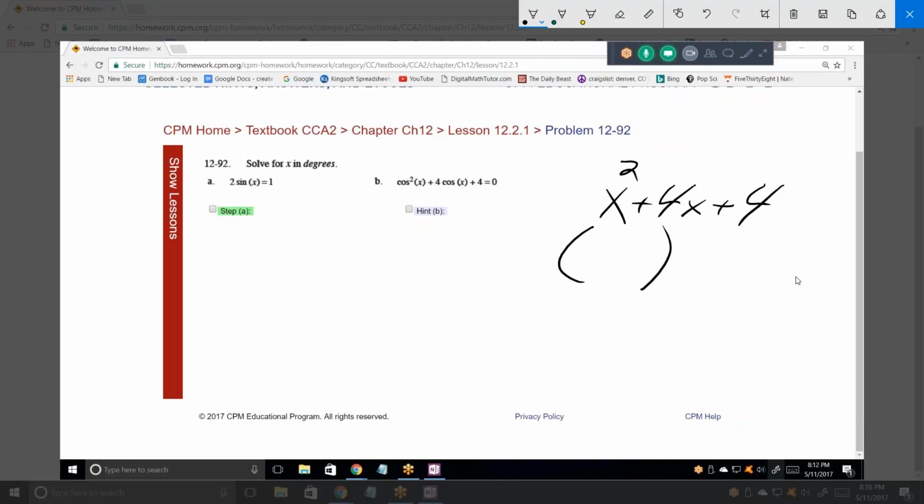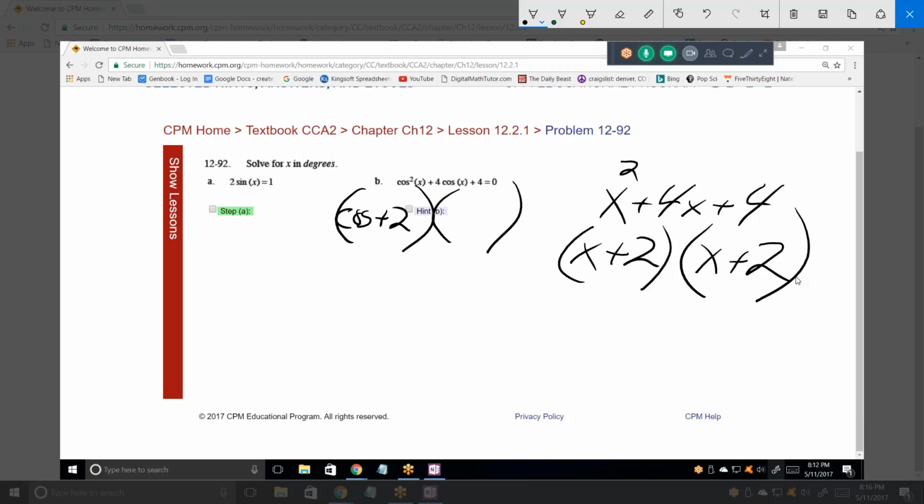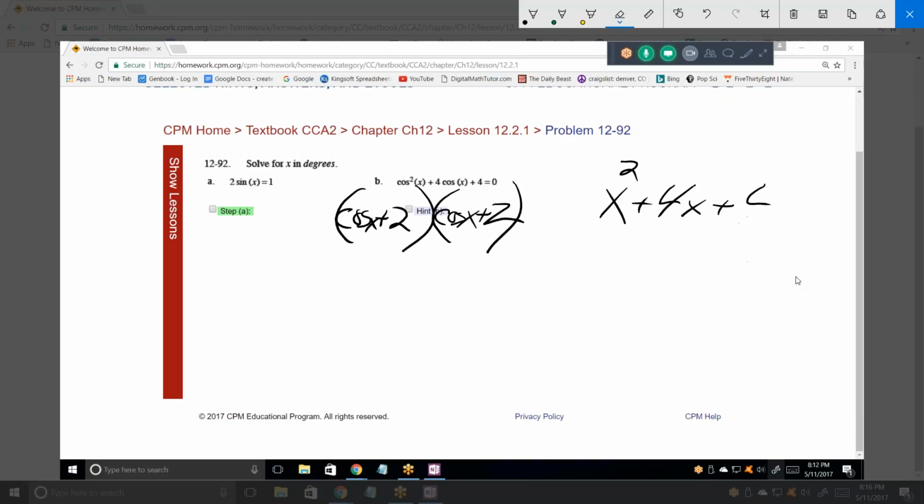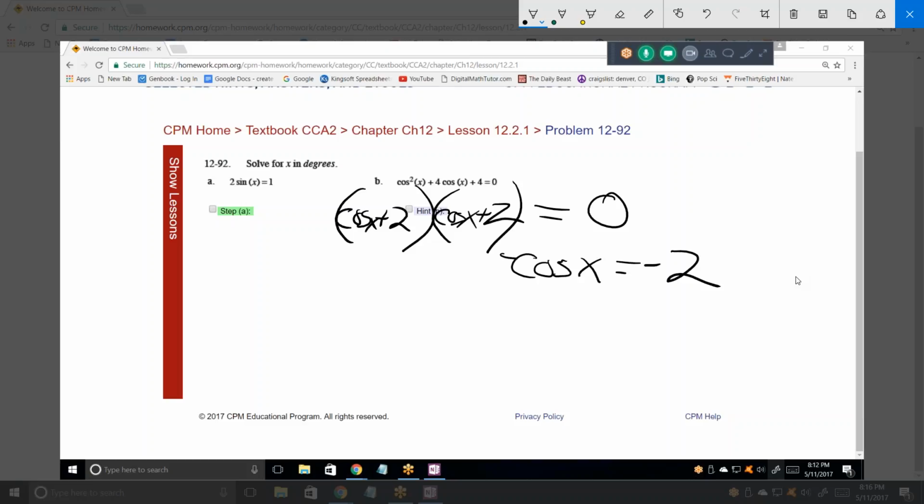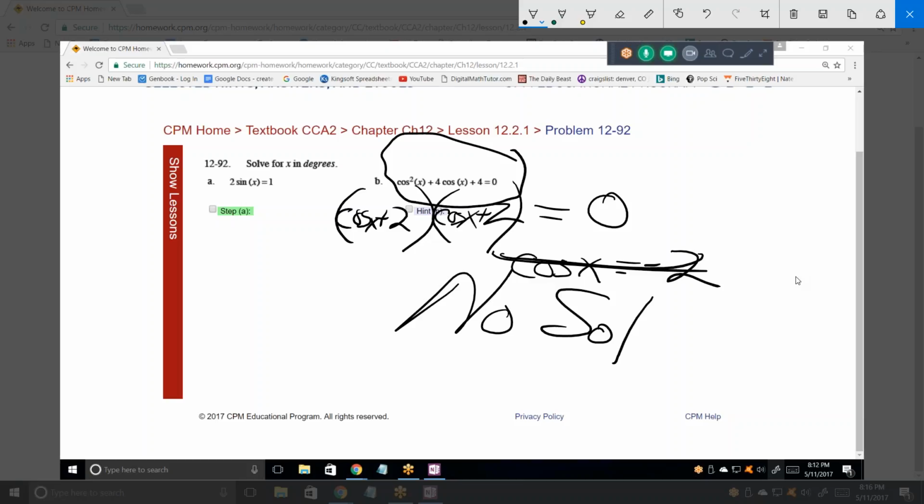Well, if I was factoring this polynomial, how would it factor? X plus 2, x plus 2. So if I'm factoring the trig function, how does it factor? Cosine plus 2, or cosine squared. Just like the polynomial, only instead of x, I got cosine of x. Okay? With me? Yeah. Now, solve that. Cosine x equals -2. And that's not possible. So there is no solution to this problem. It is impossible for that to be true. Okay?